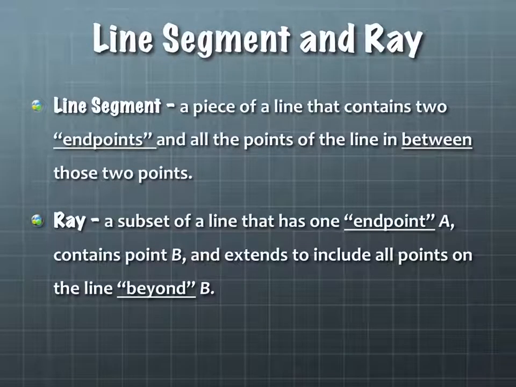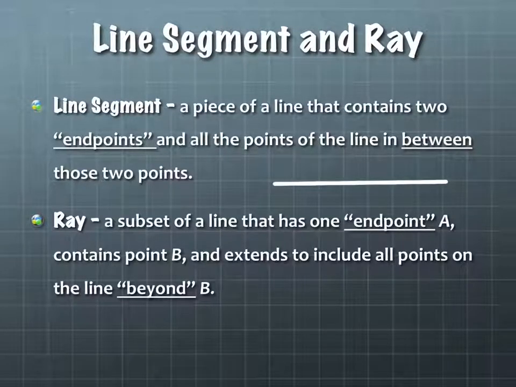A lot of times people will say line when they mean line segment. A line segment is a piece of the line that has 2 endpoints, and it includes all of the points in between. So a lot of people will draw something like this and call it a line. It's not a line, it's a line segment. It has a start and it has a stop. If it didn't have a start and a stop, it would have arrows on the ends, and then that would be a line. Okay, so this is a line segment.